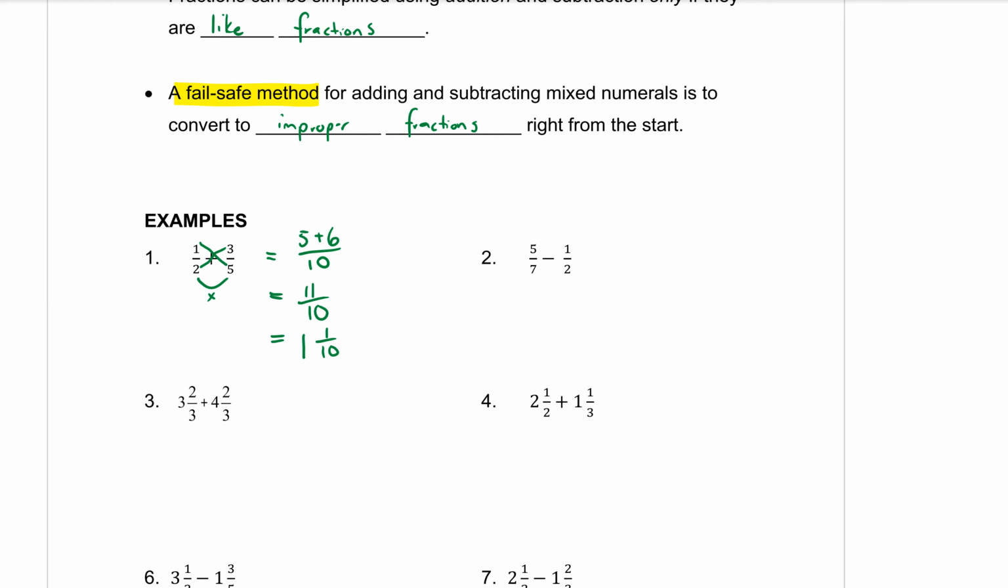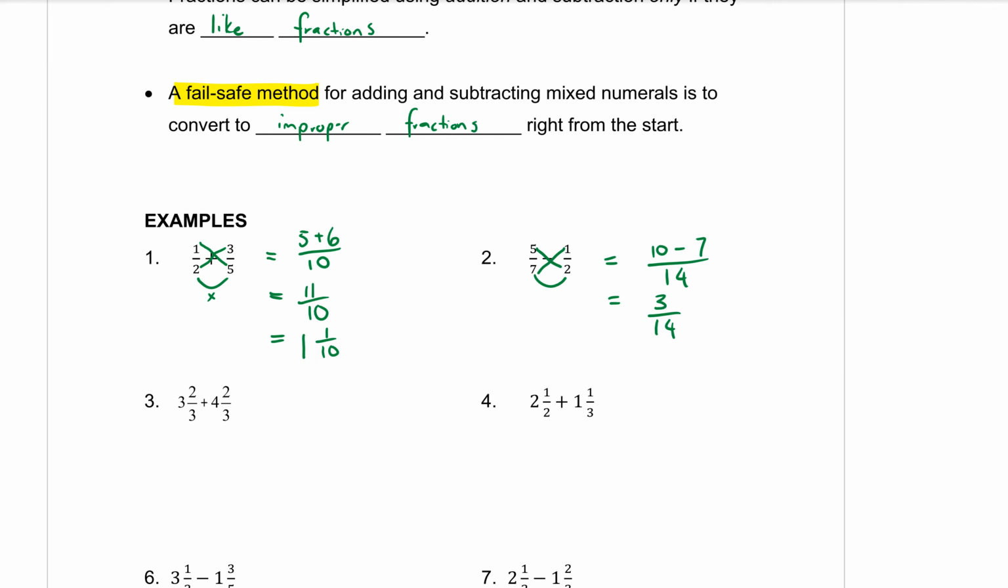Let's do it again for question 2, which is a subtraction. Same process. Times the 7 with 2, which gives 14. Times diagonally. 5 times 2 is 10. This time it's a minus sign in between. And 1 times 7 is 7. Subtract the top numbers. 10 take away 7 is 3 over 14. Okay, that was yesterday's stuff.